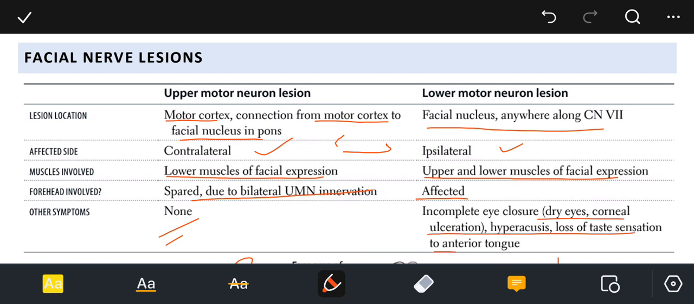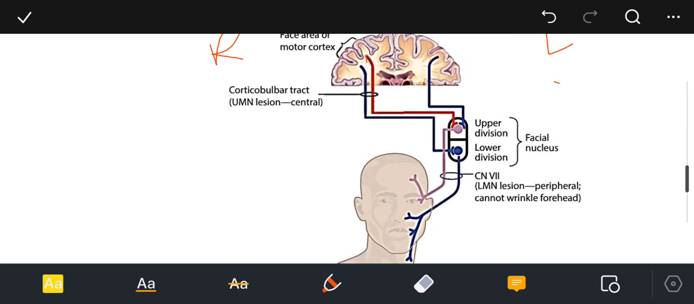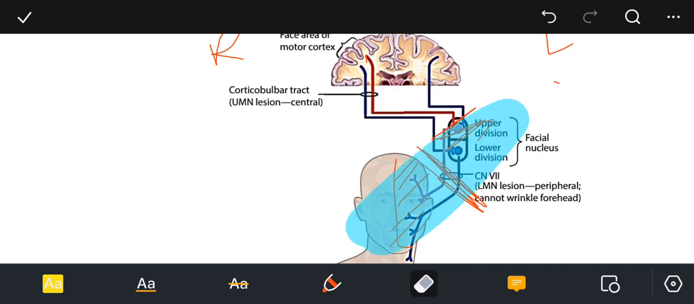loss of taste sensation. Now here you can see that if the nucleus or the lower motor neuron or the peripheral facial nerve is damaged, the total motor supply to the face will be lost, and the whole half side of the face will be lost. There will be loss of motor activity on the upper aspect, on the forehead and on the face, and the total facial expression will be lost. So you must remember it like that.